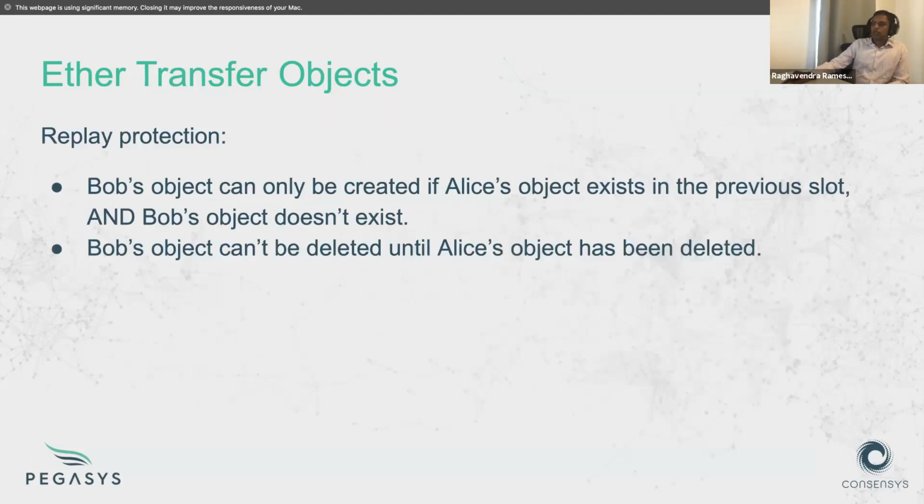The replay protection here is that Bob's object can only be created if Alice's object exists in the previous slot, and Bob does not have it. Again, the deletion of the ETH transfer object is also sequenced, so Bob can delete it after Alice.